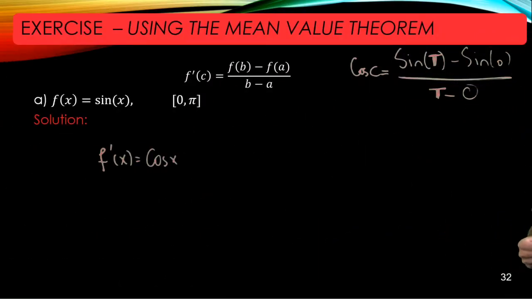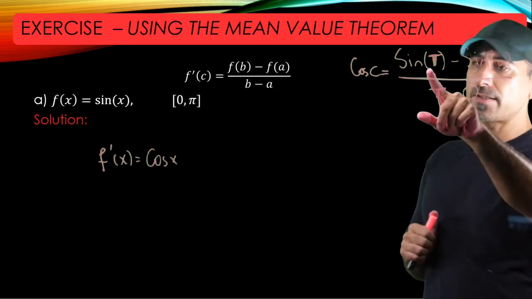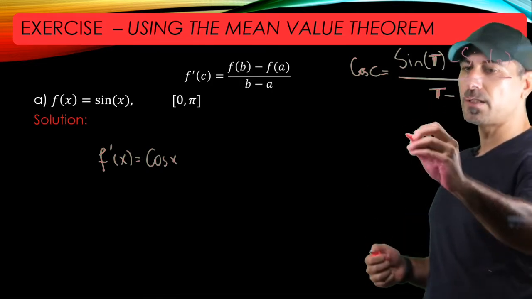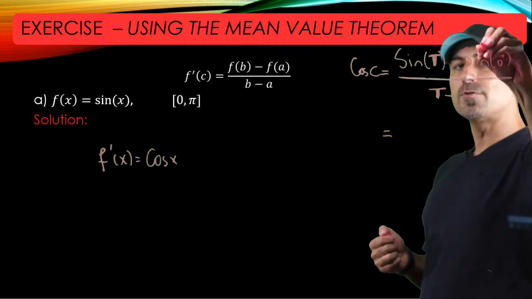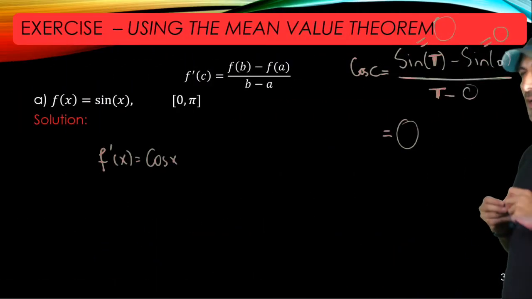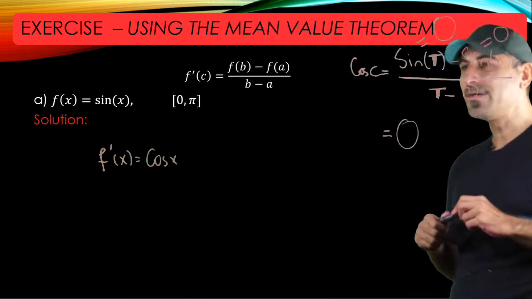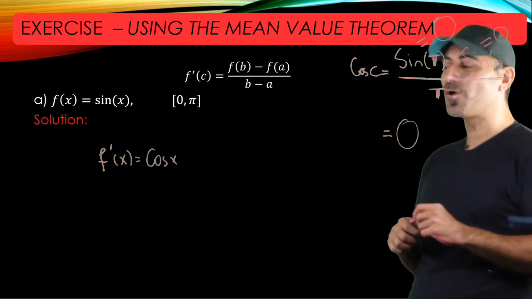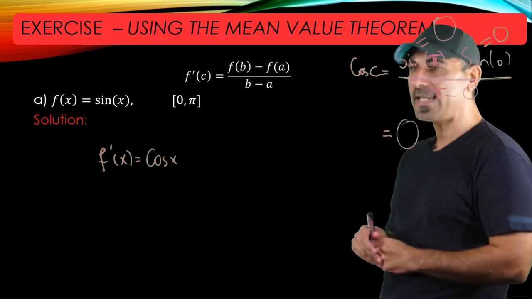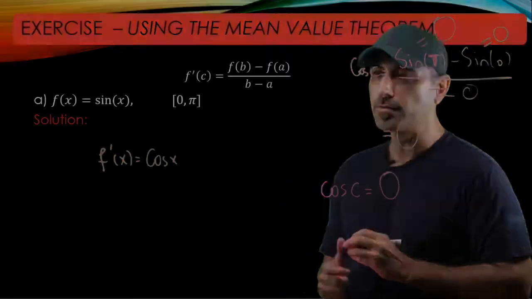At this moment, go ahead and use your TI-84, but don't forget to put it in radian mode and calculate sine pi minus sine 0 divided by pi minus 0. And you will see that since sine pi and sine 0 are both zeros, this turns out to be 0. So this is almost now like Rolle's theorem, because sine pi and sine 0 are the same value. So we're looking for a horizontal tangent line at an interior point of the interval 0 and pi. So essentially, we are trying to solve cosine c equals 0.